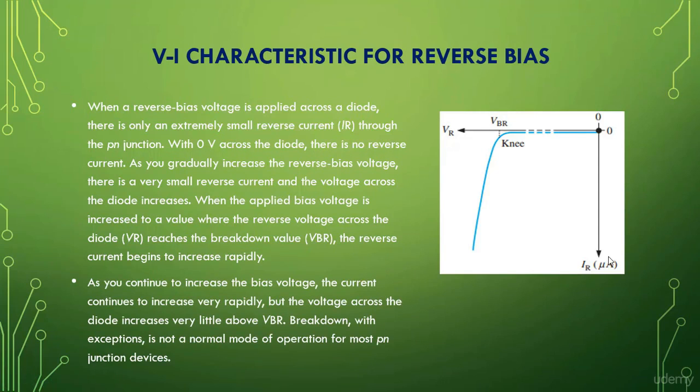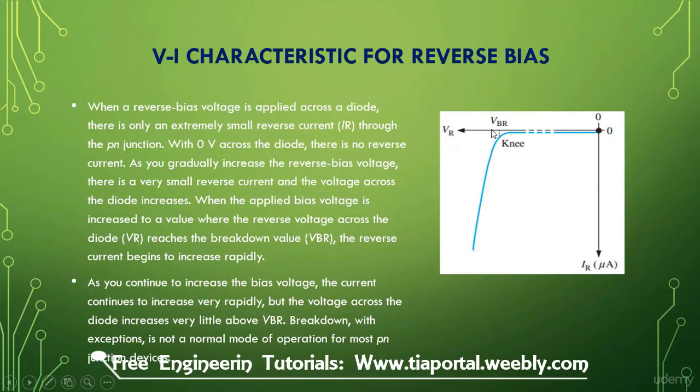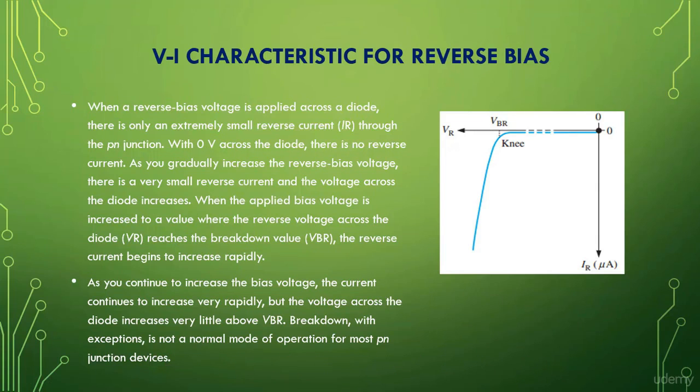As you continue to increase the bias voltage, the current continues to increase very rapidly, but the voltage across the diode increases very little above VBR. So this is the point of VBR, and when you increase the bias voltage, you can observe the change of VBR is very small and the change of IR in the reverse direction is very large. So this is the VI characteristic for reverse biasing.